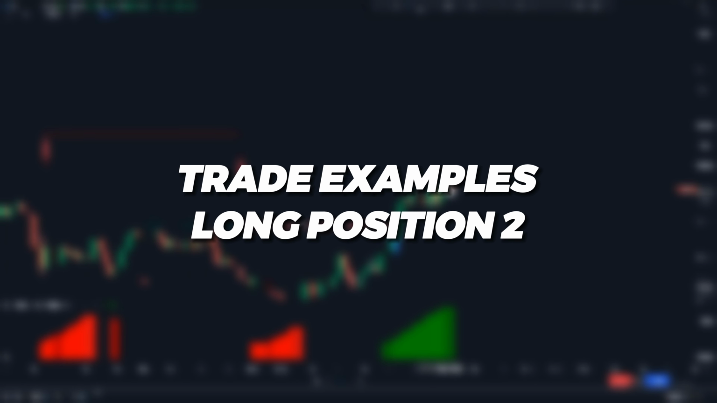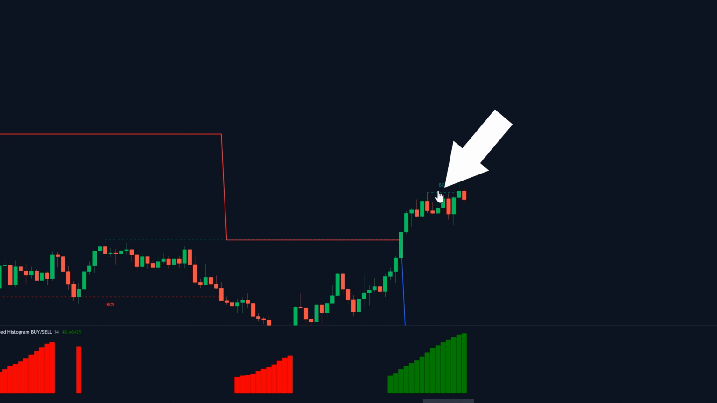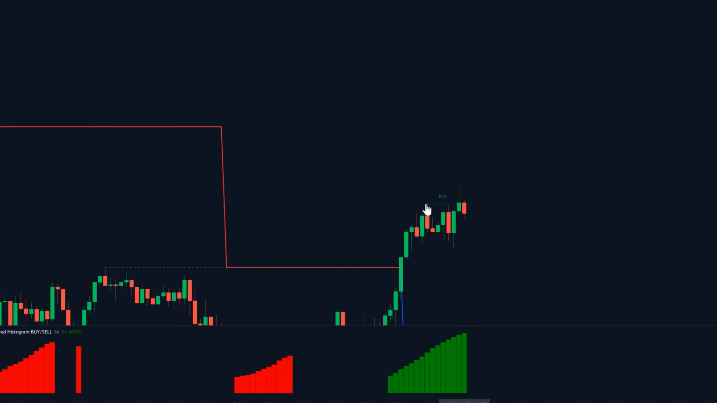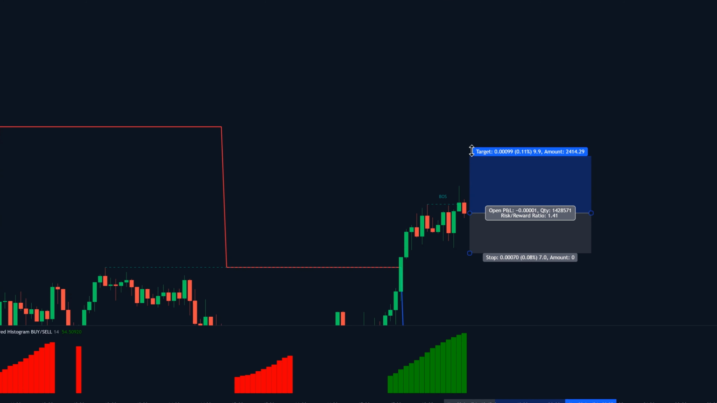Here is another long position. As you can see, this is a bullish BOS because the price broke and closed above this level. Looking at the histogram of the ADX and DI, we can see that it actually was colored green beginning from the origin of the BOS level to the end of the BOS level with no gaps in between. So this is actually a valid trade.